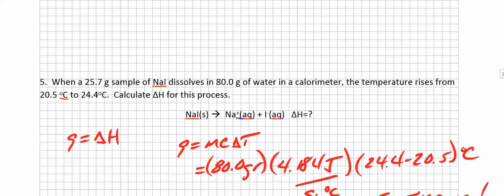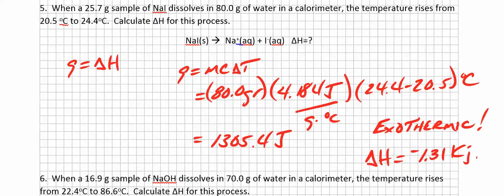Here we go. Number 5 says, when a 25.7 gram sample of sodium iodide dissolves in 80 grams of water in a calorimeter, the temperature rises from 25.0 degrees Celsius to 24 degrees Celsius. Calculate the delta H for this process. Now let's visualize what's happening here. So we've got this equation. It's sodium iodide, a solid, and it's going to dissolve into sodium ion plus iodide ion, and we want to know the delta H.